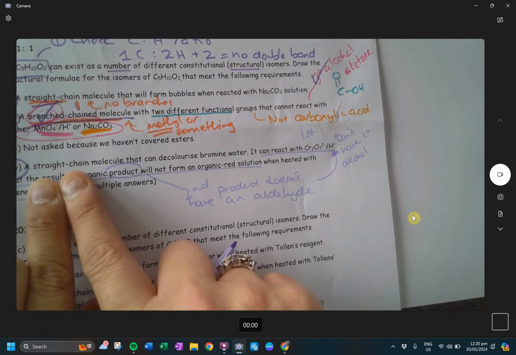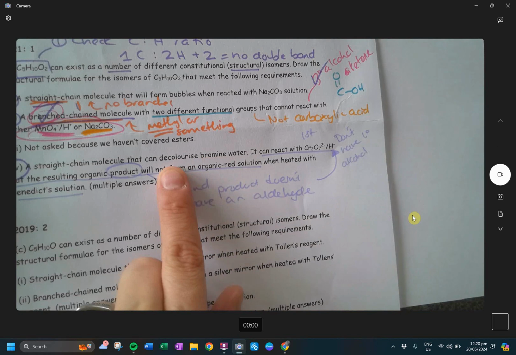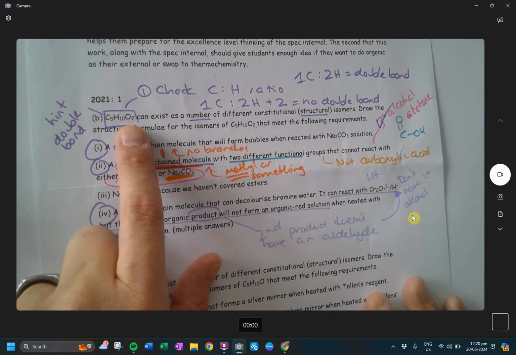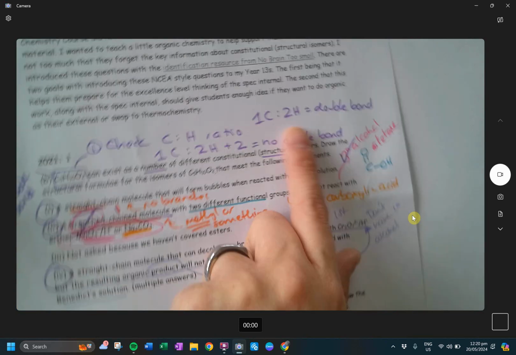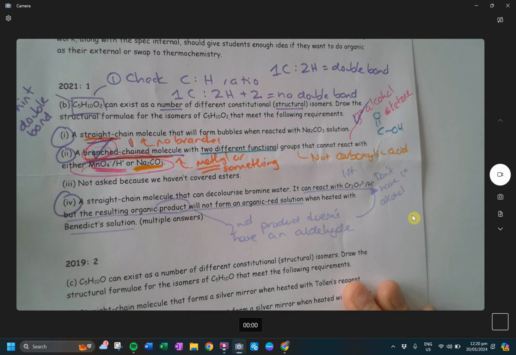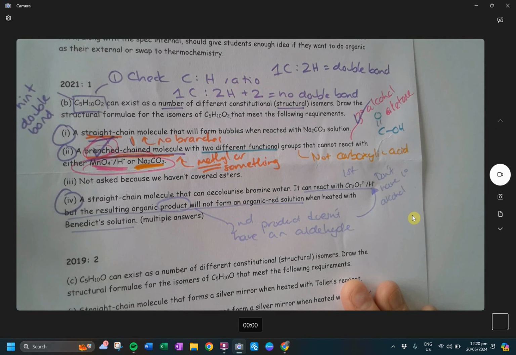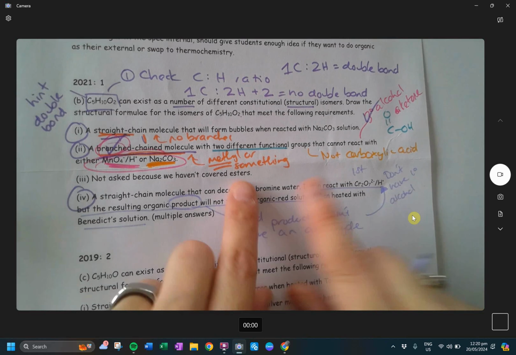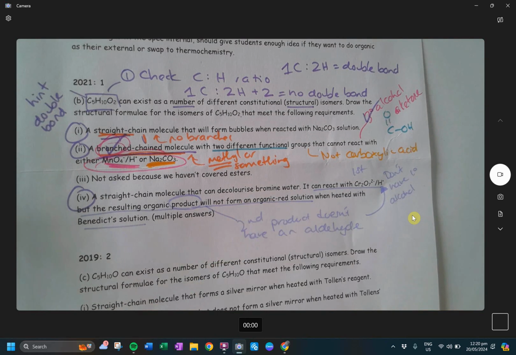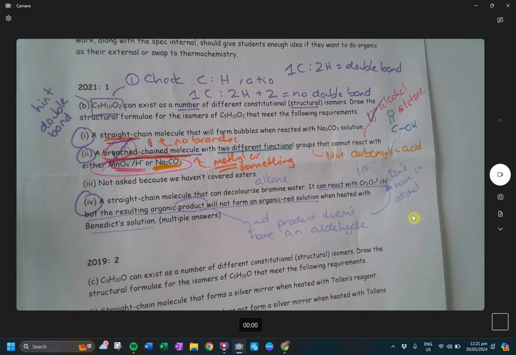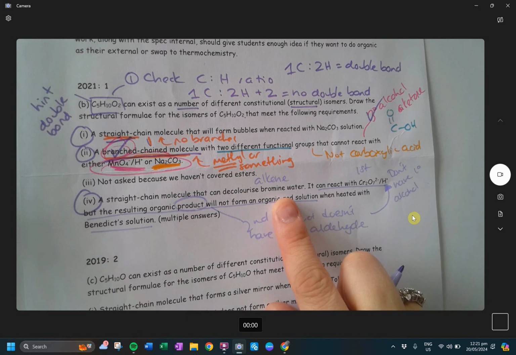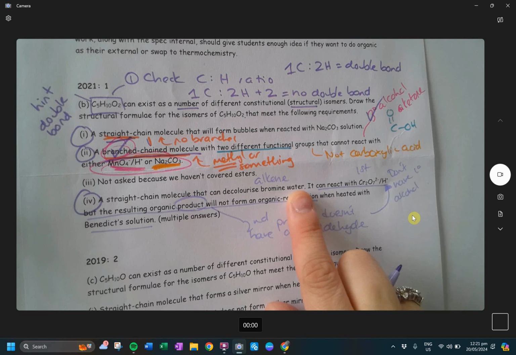It is a straight chain molecule, meaning no branches. It decolorizes bromine water. If you remember, in this molecule we looked at the ratio of the hydrogen to the carbon, and we recognized that it must have a double bond somewhere. One of the things I said, though, is that the fact that it reacts with bromine water tells you that you have an alkene and not a carbonyl, because that double bond is the C double bond C.